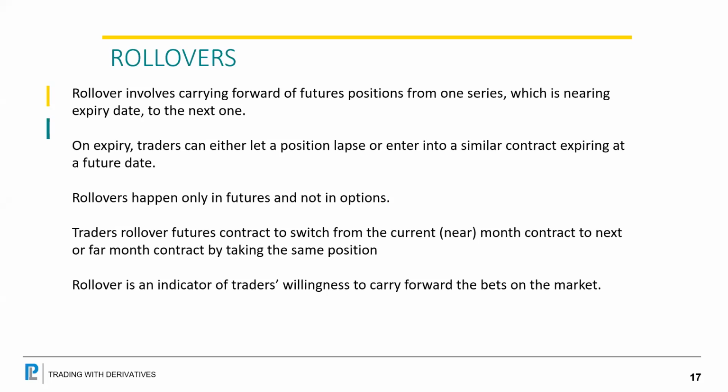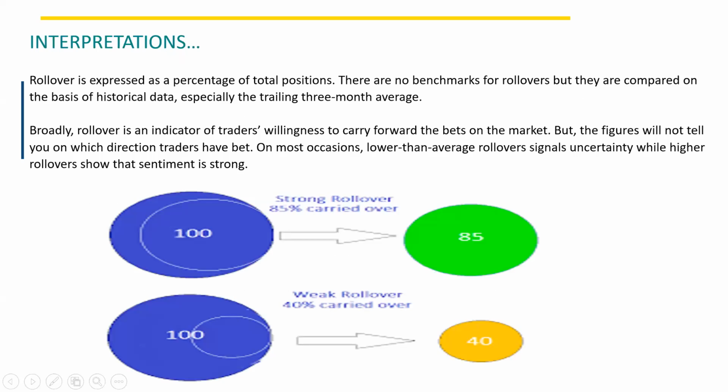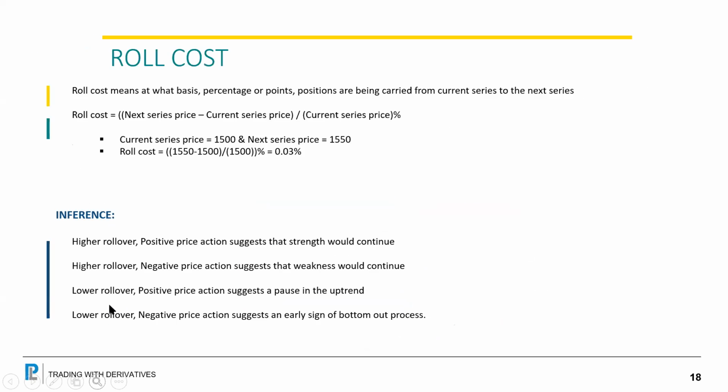So how do we roll, and how do we infer good rollover or bad rollover? Whenever rollovers are above 85%, we usually take it as a strong one, and if it is below 40%, we take it as a weak one. So inferences क्या होता है?